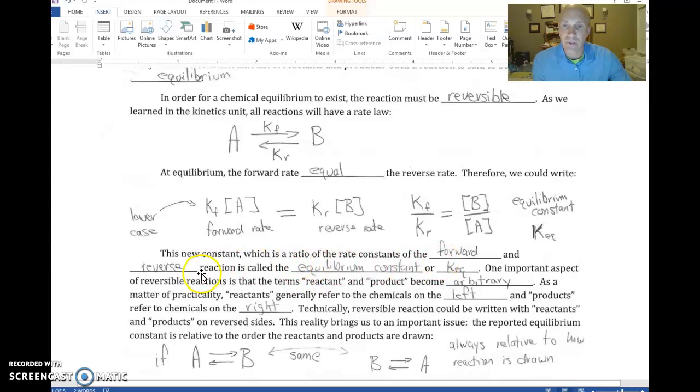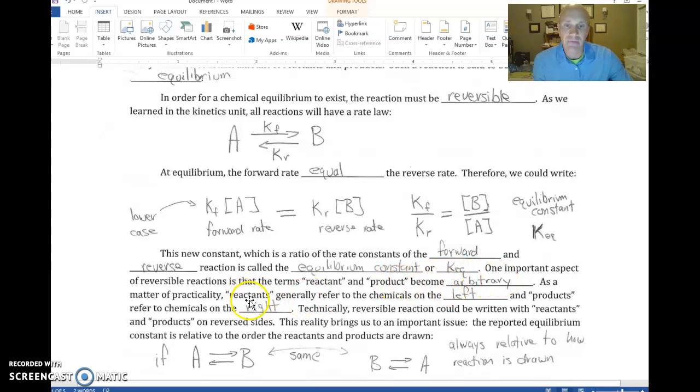One thing I want to mention is that a lot of times when you see reactions, if this were an irreversible reaction, and by irreversible, I would mean you would only have an arrow to the right, no possibility of the thing on this side going back the other way, we generally call the thing at the base of the arrow reactants and the thing at the point of the arrow products. But notice that when you have a reversible reaction, this thing can go either way. So what ends up happening is that the terms reactants and products become somewhat arbitrary.